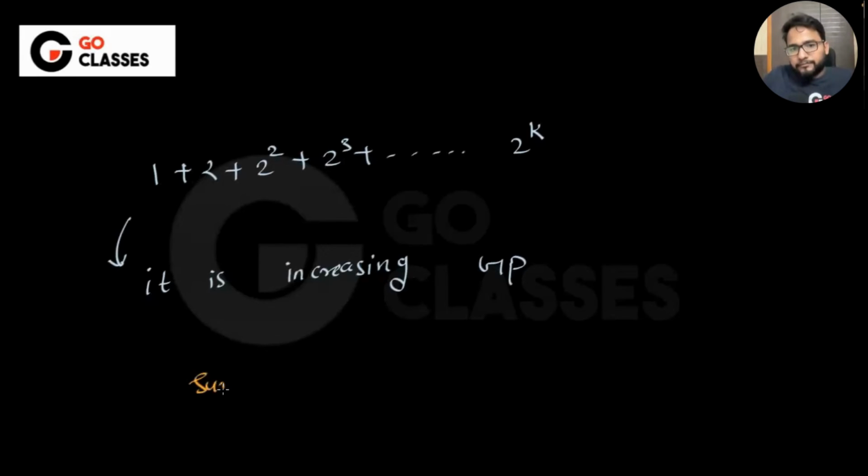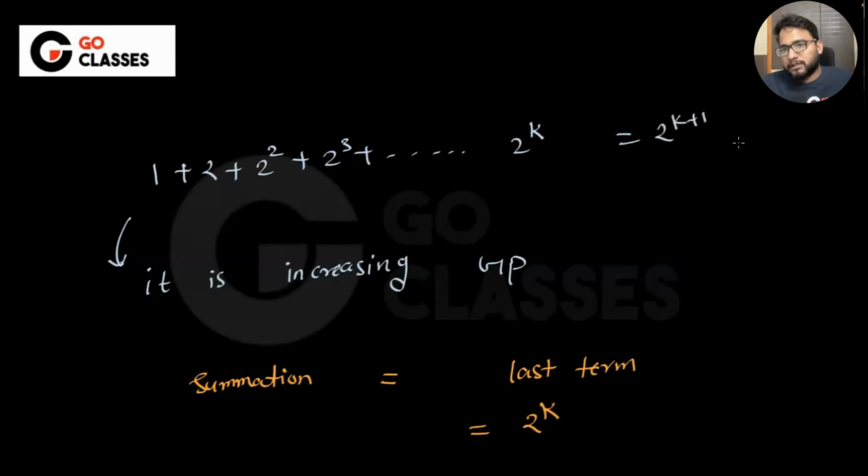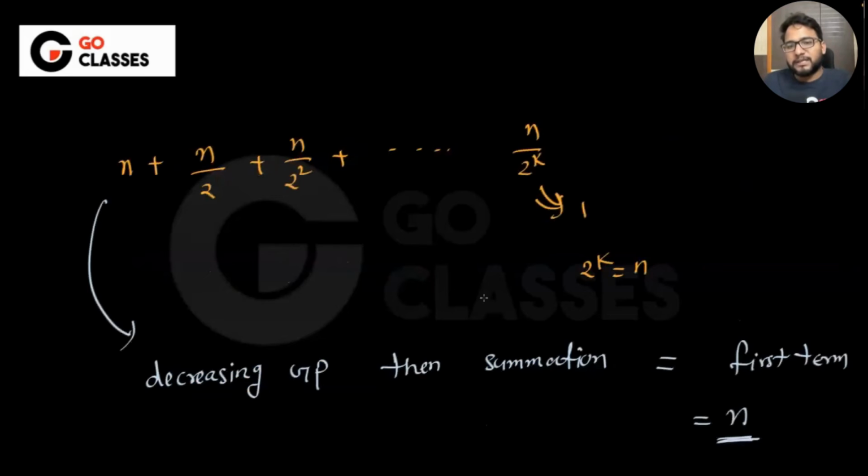Even if you solve this, it will be something like this. If I remember correctly, it is probably 2 power k minus 1, right? Even if you solve it, the answer is just 2 power k, asymptotically. So basically, you don't need to solve the GPs. In these asymptotic calculations, if it is a decreasing GP, take the first term. If it is an increasing GP, take the last term.